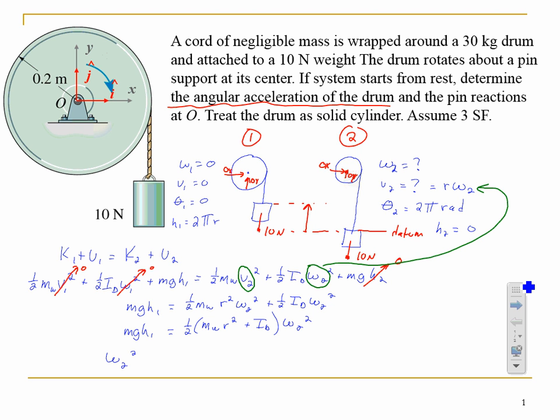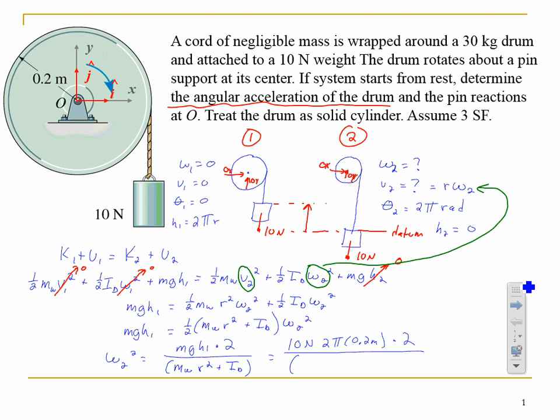Omega 2 squared then is going to look like mg h1 times 2, divided by the mass of the weight times R squared plus ID. And if I plug in what I know here, the weight, mg, is 10 newtons. So that's mg. h1 is 2 pi r. R is 0.2 meters. And then I have the 2.